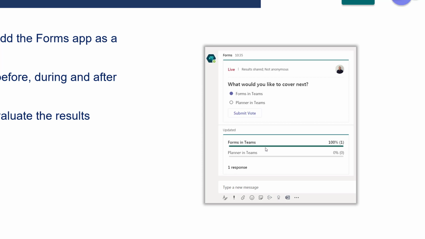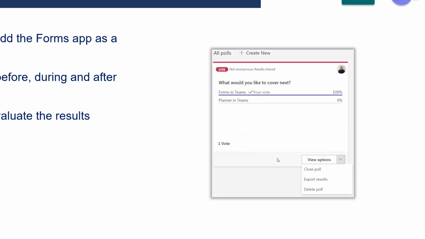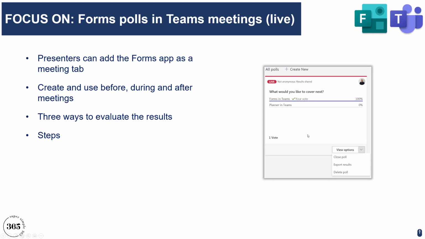they can submit their vote, and they'll see the results if that's how you've got it set up. Now when you go back into the tab after that, you can see that your poll is live, and you can see the results, and then you have some options about whether you close it, you want to export the results, or you want to delete the poll.